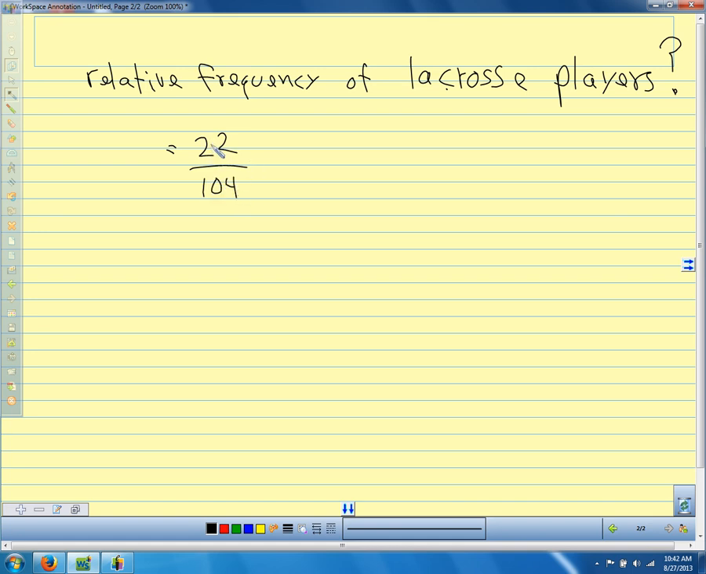So the number in the category divided by the total, and we plug that into our calculator, and I get about 0.21, or about 21%. So in this group of athletes, the probability that any particular player plays lacrosse is about 21%. So we could say about 21% of athletes play lacrosse.